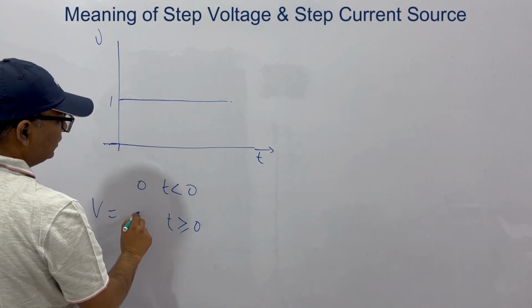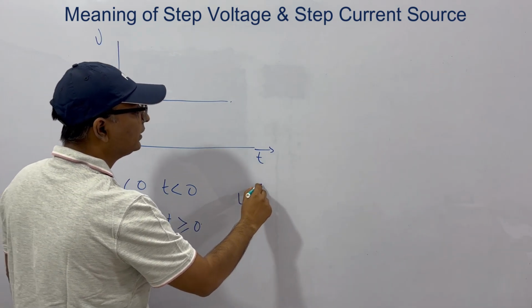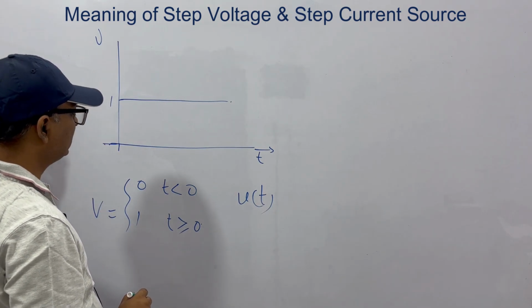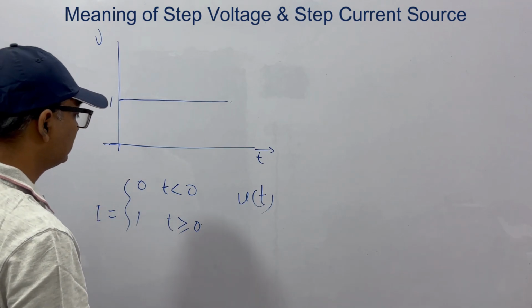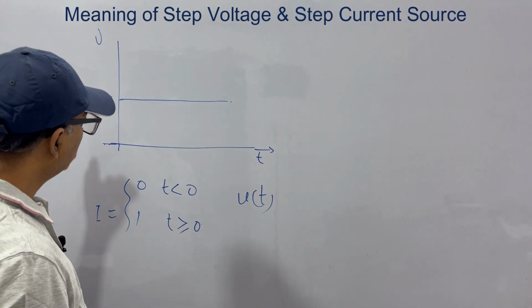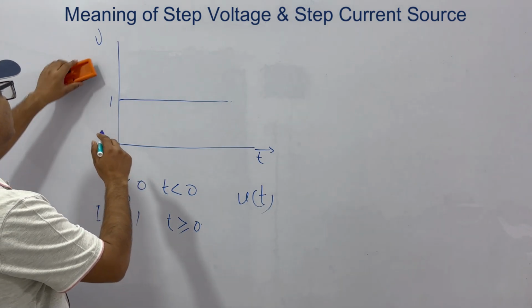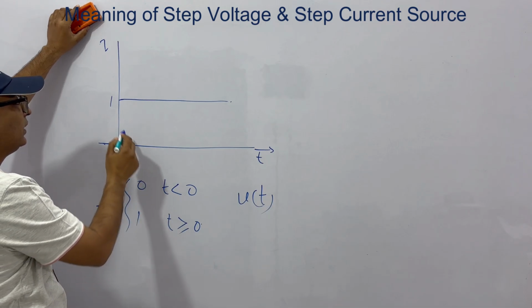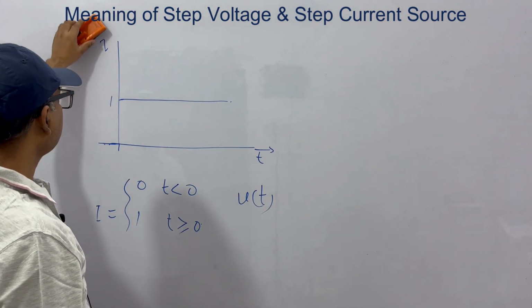That is written as this, and this function is actually written as u(t). Okay, so this is the step voltage input. Similarly, we have a step current input. For current, it is the same: for t less than 0 it is 0 and for t greater than 0 it is 1.